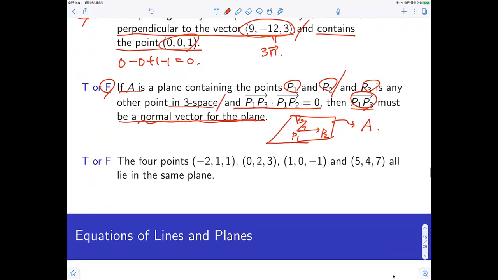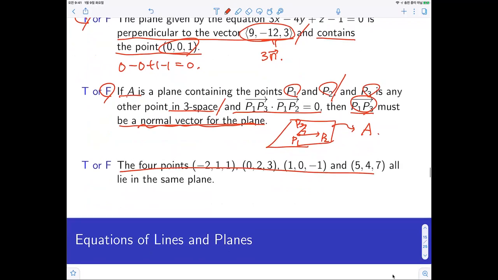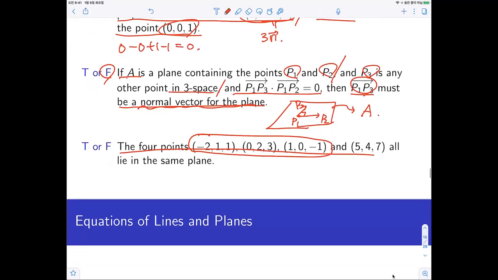Next problem: the four points lie in the same plane. I will not calculate all of this problem, but let me explain how to prove it. First, you should find the plane which is containing these three points. You've learned how to find the equation of the plane which is containing these three points. We find the normal vector of the plane by this cross product, PQ cross PR.